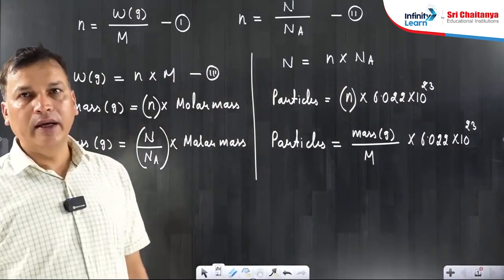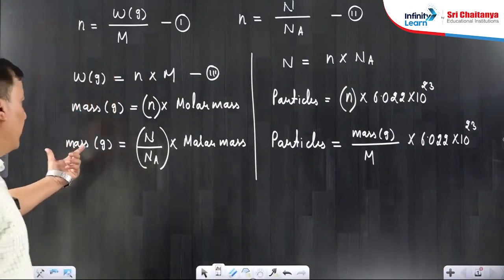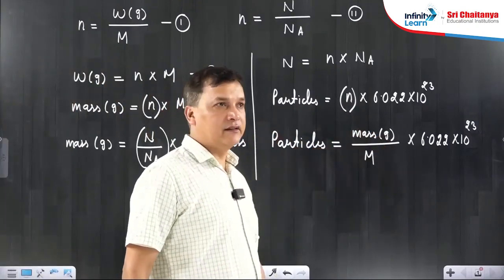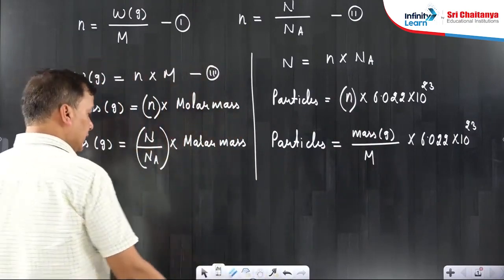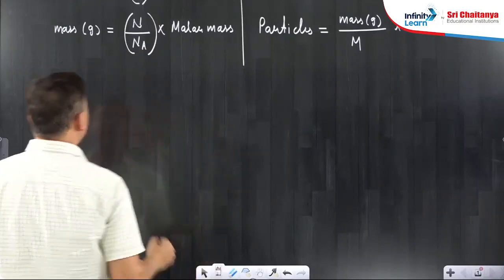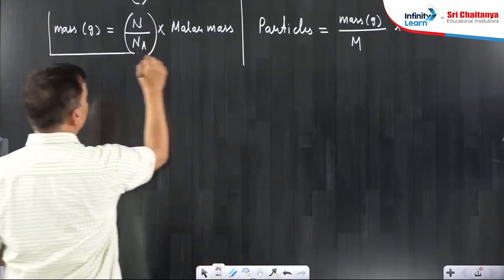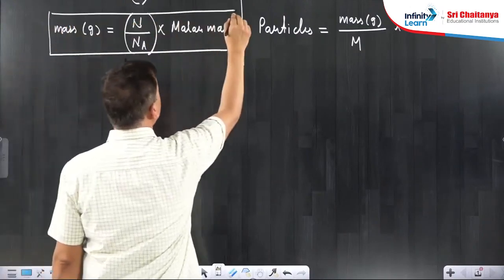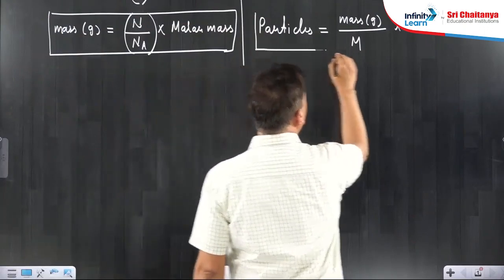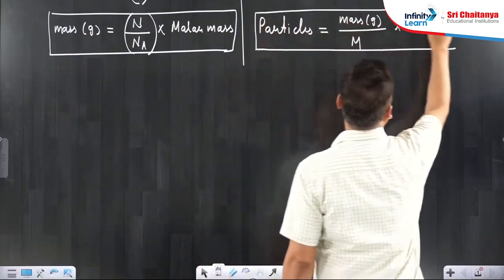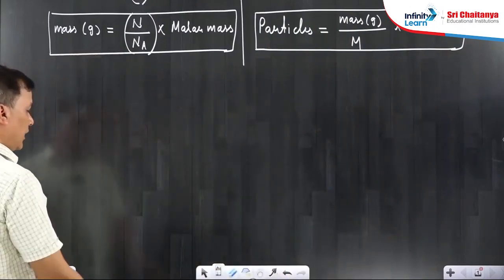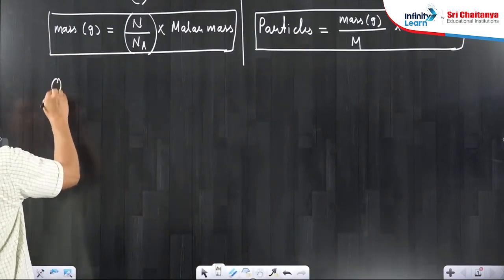So in this way we can calculate the mass of a given number of particles, and the number of particles in a given amount of mass. Okay, then let us write some questions. These are the formulas. We can calculate mass from the given number of particles, and we can find the number of particles from the given mass. I am starting with a simple question, here is question number 2.